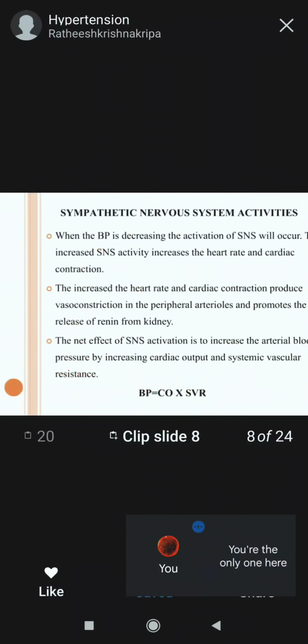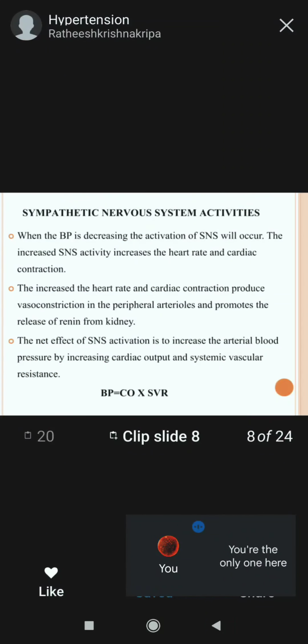Okay, how does the sympathetic nervous system work? Blood pressure equals cardiac output times systemic vascular resistance. When the blood pressure is decreasing, the activation of the SNS will occur. It increases the sympathetic nervous system activity, increasing the heart rate and cardiac contraction. Otherwise, when we increase SNS activity, it increases the contraction of cardiac muscles.